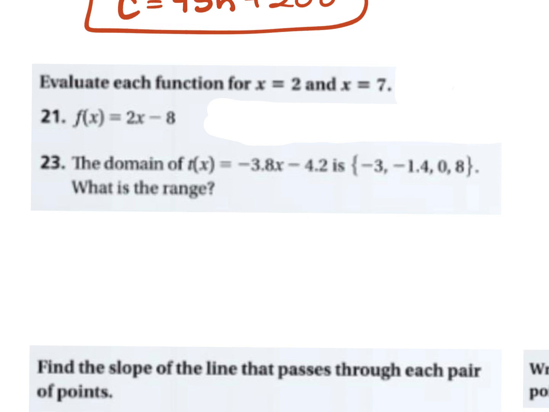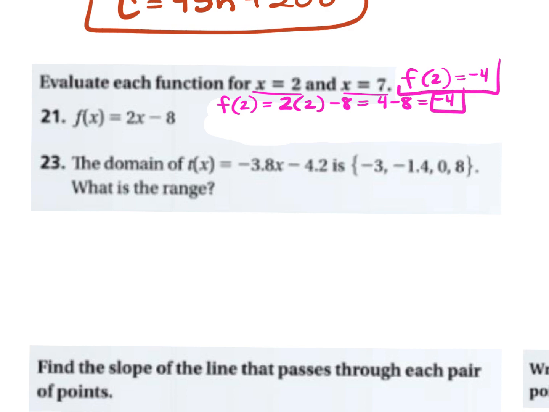All right, 21 says evaluate each function for x equals 2 and x equals 7. So remember, function notation says f of 2. All that means is when I plug 2 into my function, right? So this is going to be 2 times 2 minus 8. So 4 minus 8, which is negative 4. So we would say f of 2 equals negative 4. Okay, when I plug 2 into the function, I get a negative 4.